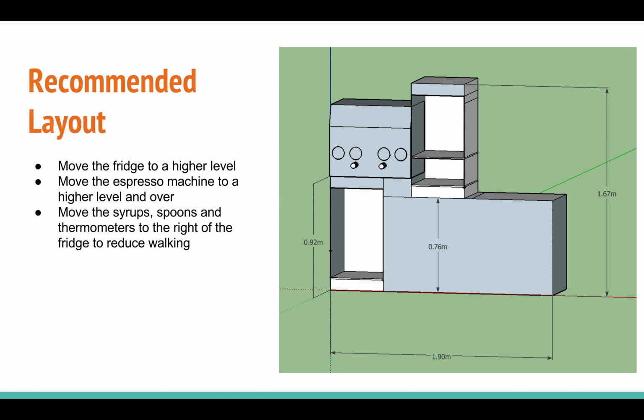We changed the layout to move the fridge to a higher level so that it's easier to reach and there's less bending. We moved the espresso machine to a higher level and over so that the 95th percentile male will be able to reach it easier, and we moved the syrups over to the right and the spoons and thermometers that were usually behind them to reduce the twisting and walking.